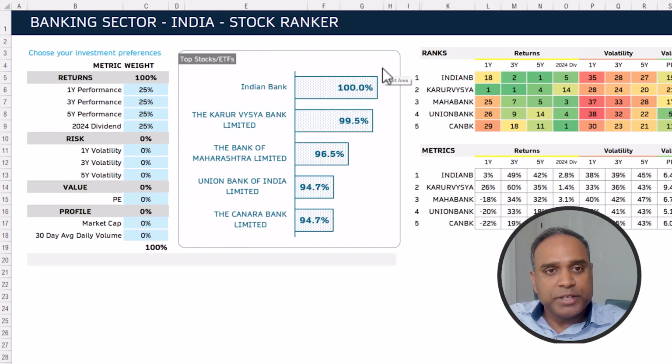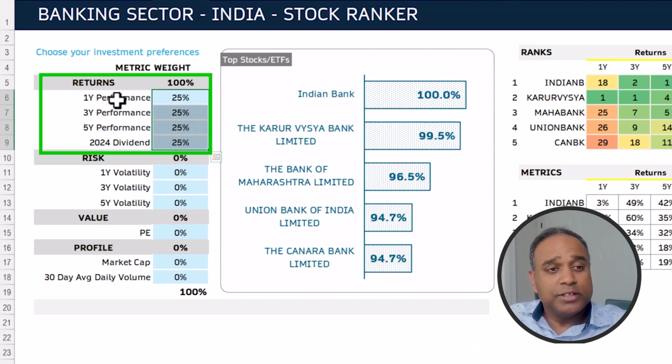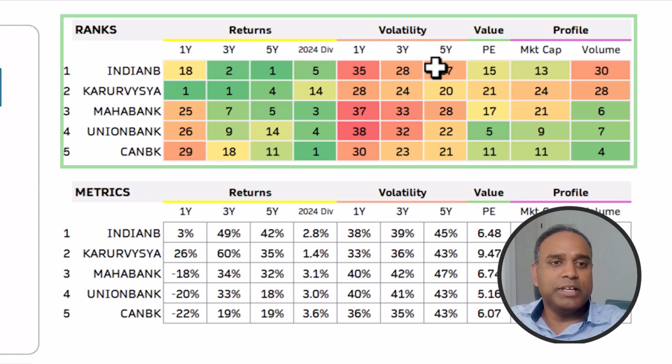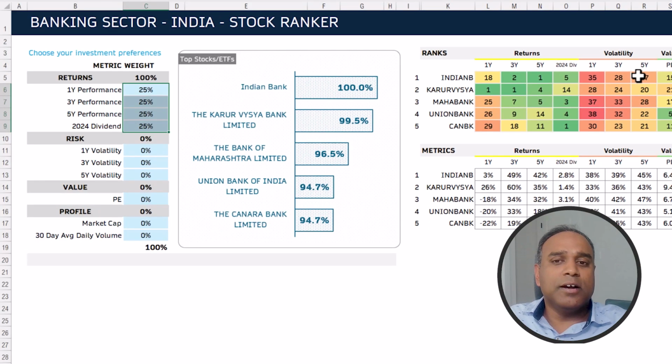And here's the spreadsheet, and you can see that this is the stock ranking model, and I've given 25% importance to returns each, which means 100% is returns, and I can see the data and all the charts. All of this will get updated whenever I have new data. I can just refresh and it'll pull the data from the market and then update for me.